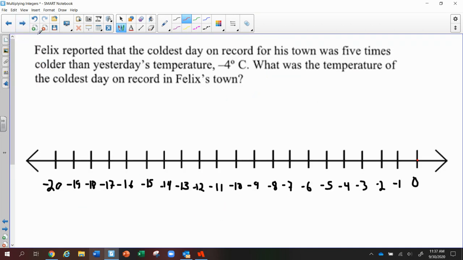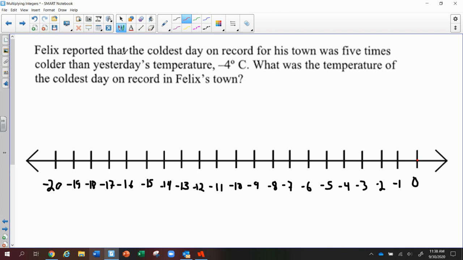The next one we're going to look at is an example that we went over on our integer word problems last week. On that one, we were looking at writing it as an addition problem. But for this one, we're going to be looking at writing it as a multiplication problem.